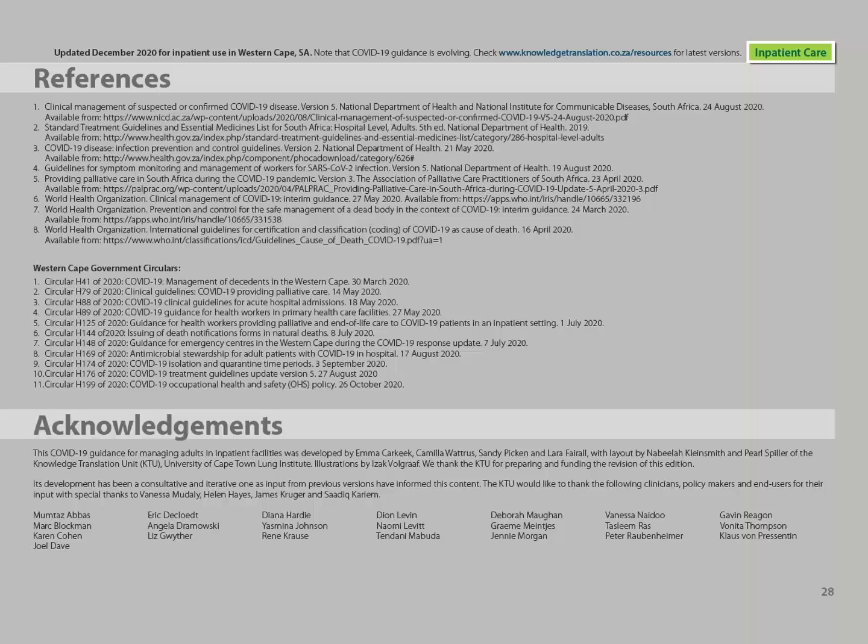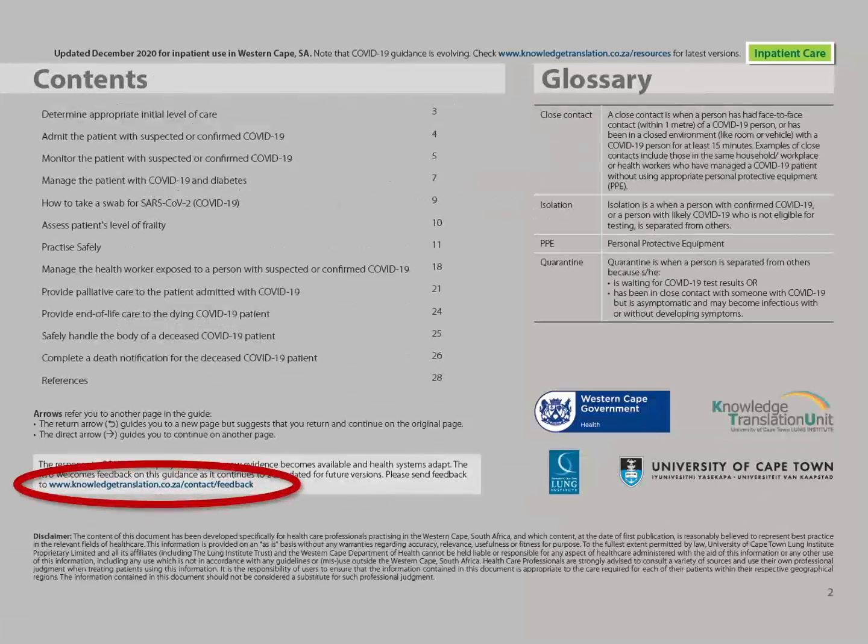The last page of the guide lists the references used in this update and also acknowledges and thanks the various clinicians, policymakers, and end users for their input into the guide's development and update. The response to COVID-19 is rapidly changing as new evidence becomes available and health systems adapt. The Knowledge Translation Unit welcomes feedback on this guidance as it continues to be updated for future versions. Should you have any feedback, please send this to us by following the link provided on page 2.